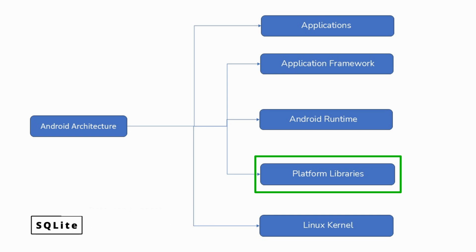SQLite provides database support, while FreeType enables fonts. WebKit is a web browser engine that loads and displays web content. SSL ensures secure communication between web servers and browsers by encrypting data.